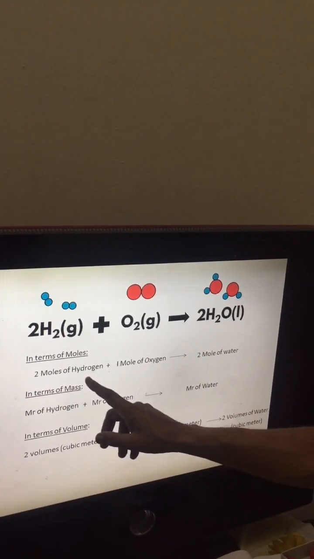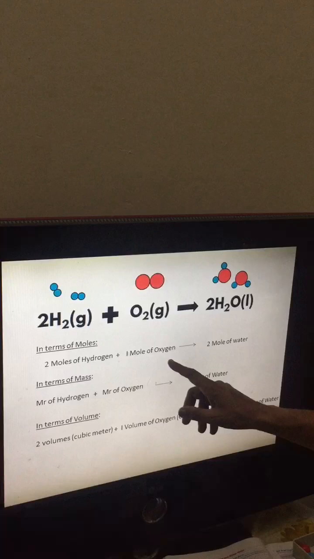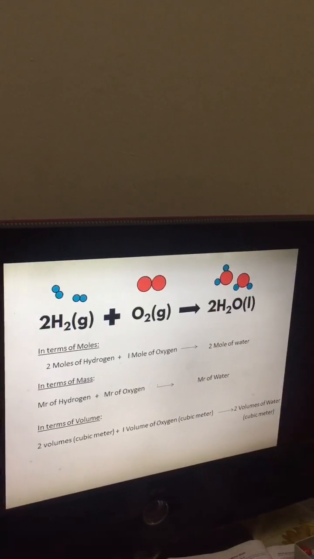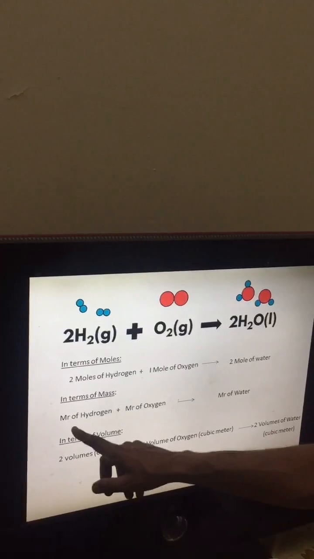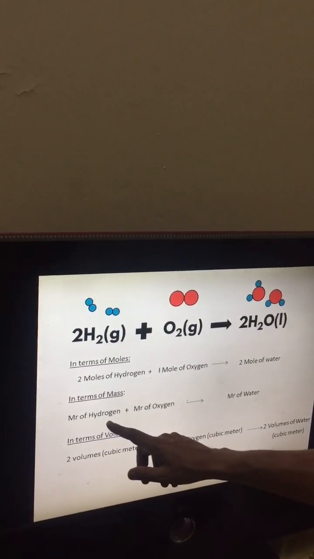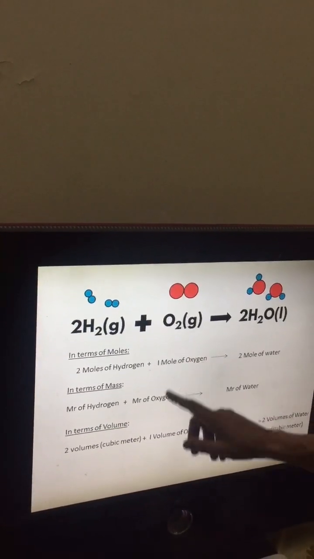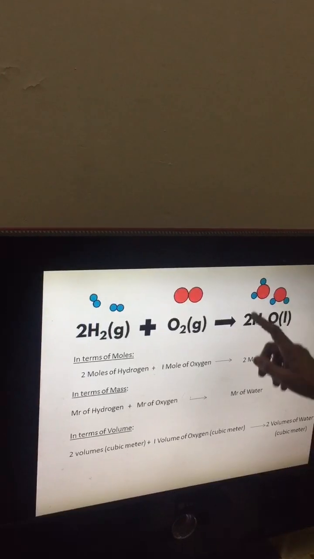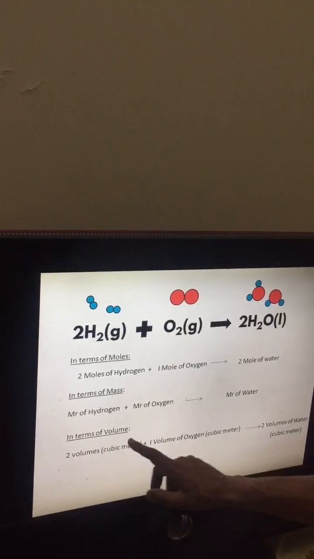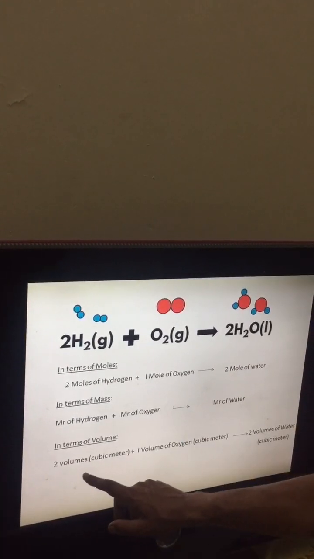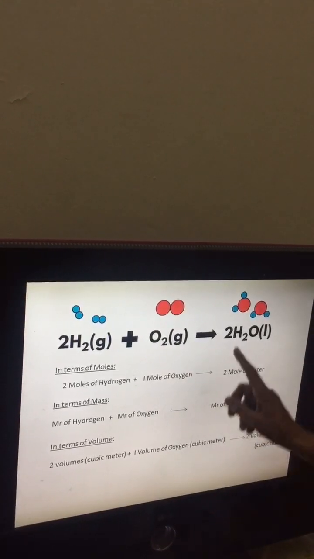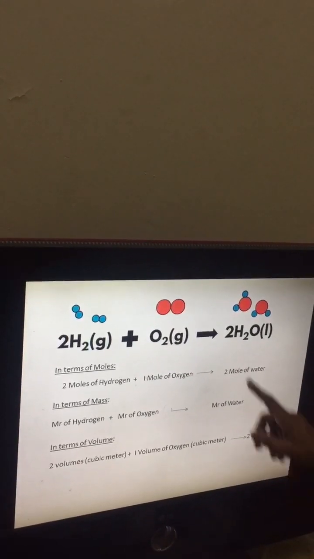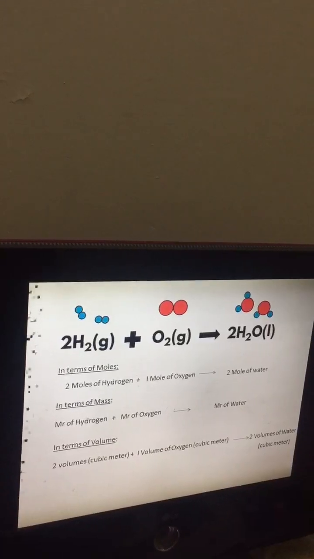In terms of moles, this equation gives us 2 moles of hydrogen gas, 1 mole of oxygen, and 2 moles of water. In terms of mass, you need to calculate the relative atomic mass of hydrogen, oxygen and water. In terms of volume, 2 volumes of hydrogen gas, 1 volume of oxygen gas, and 2 volumes of water. Let's move to the next slide.